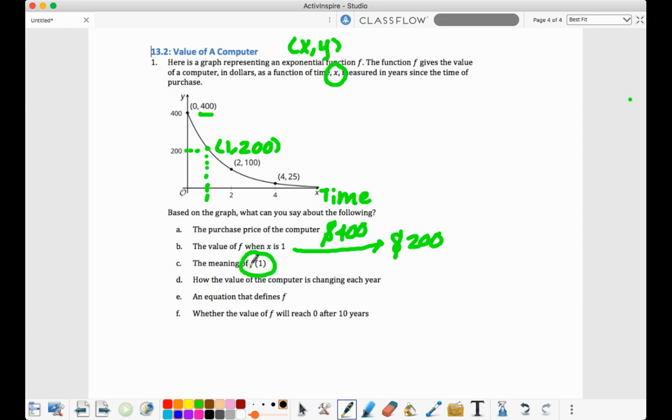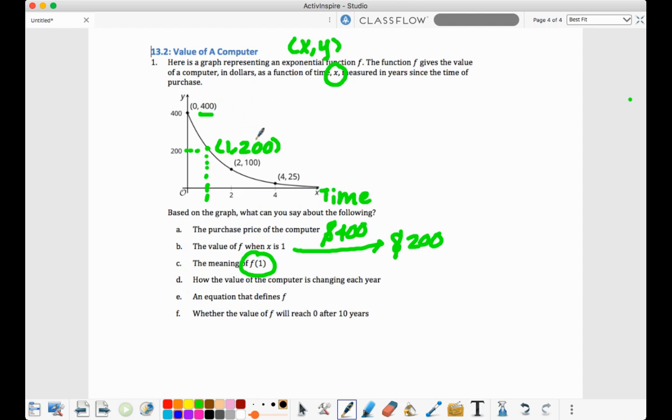So I kind of answered that one for you. So that means our function, when it is 1 year in, gives us that output of 200. So our computer at 1 year is $200. All right, I won't give you the answer to D. So how is the value of the computer changing each year?